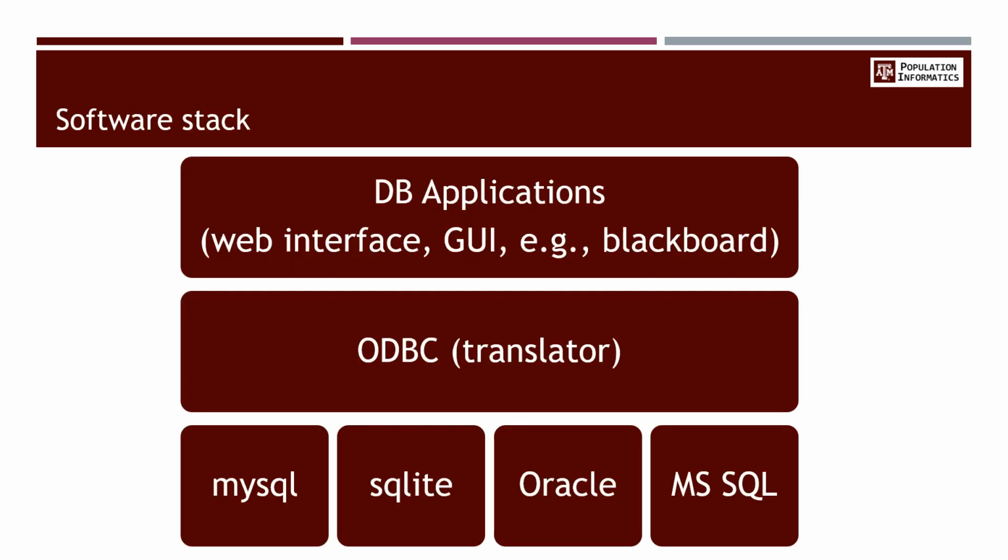This is a typical software stack of a DBMS, where at the back end, the bottom layer is the database. It can be any one of the available options. The ODBC is the translator layer in the middle. And then the DB applications is the front end, which is the web interface, or sometimes called the GUI, that the users interact with.